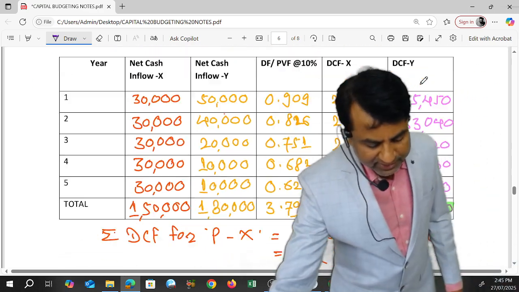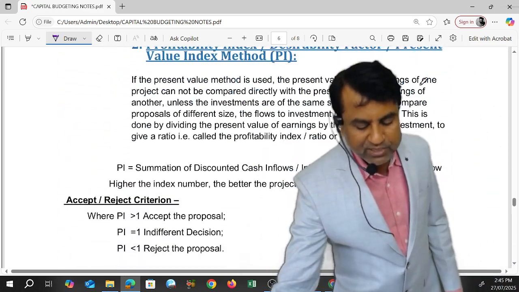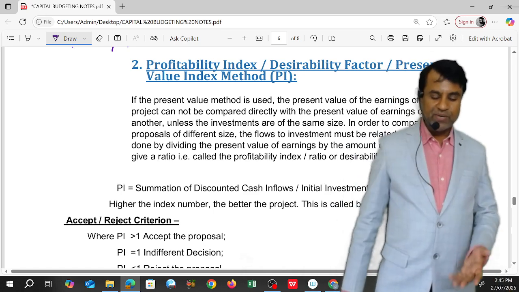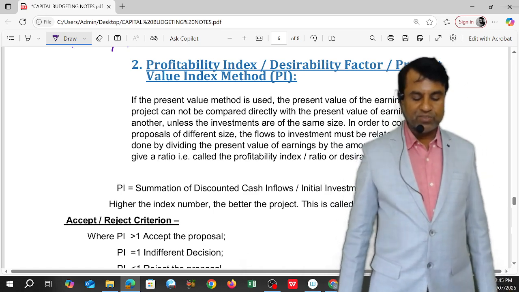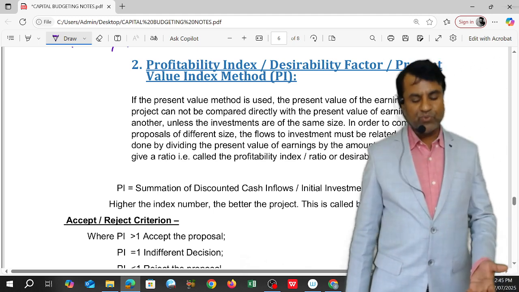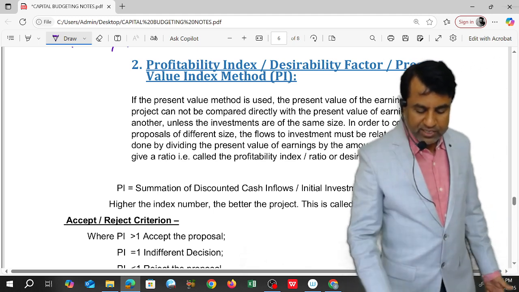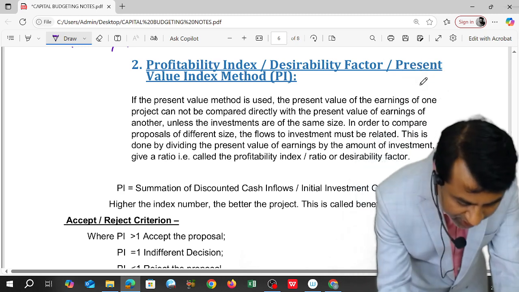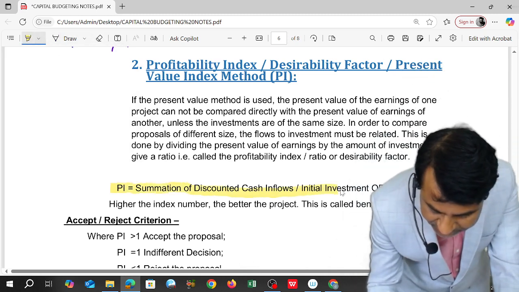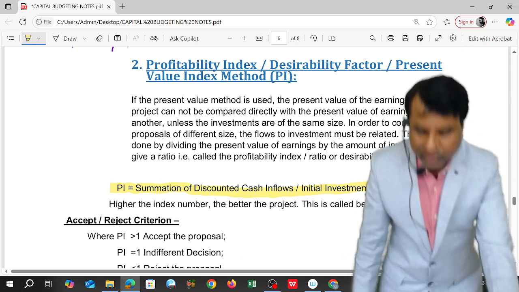Let's do the next method, profitability index. Same method, my dear. It is called PI, profitability index, desirability factor, or present value index method, or benefit cost ratio. Now what is the difference? If you check the formula here, it is summation of discounted cash inflow divided by cash outflow or initial investment.